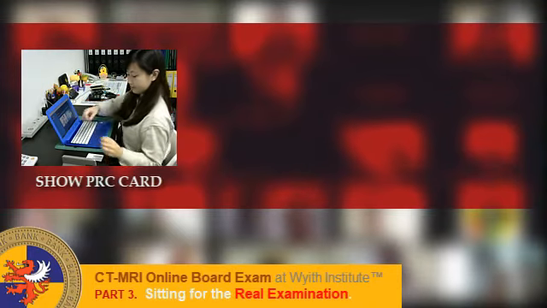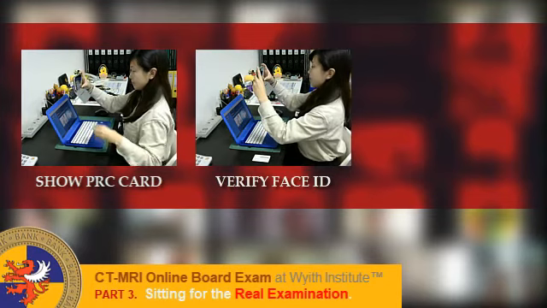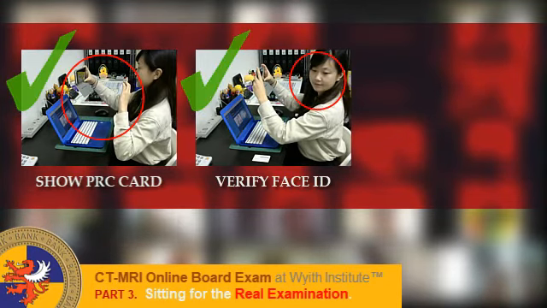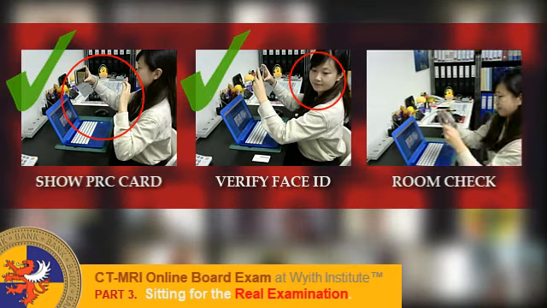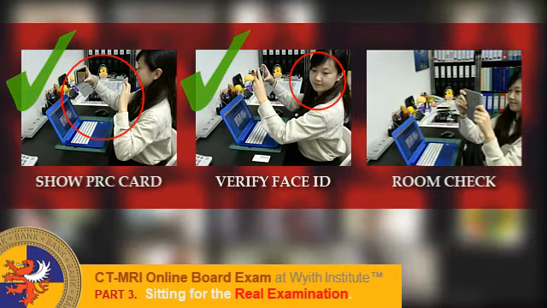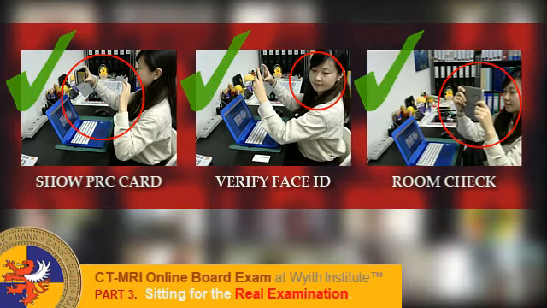Once you are connected to Zoom, you will be queued for verification. Our invigilators will ask you to show your PRC card and perform a few movements in front of your cell phone so that we can see clearly if that's you in the PRC card. We will also ask you to pan around your room so that we can see your surroundings before you start your exam. And once all these are done, you will be allowed into the Zoom exam room where you will also see the other examinees.